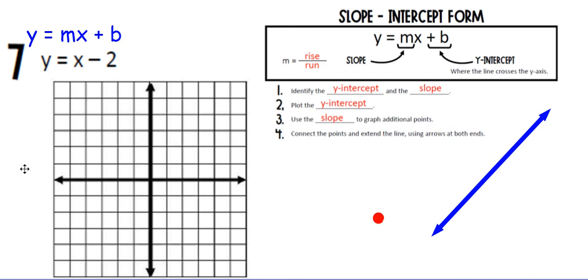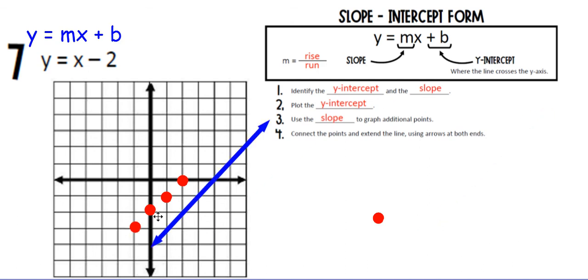Y equals x minus 2. So I'm going to start at my y-intercept of -2. And my slope is 1 right here. It says 1x, so it's 1 over 1. So that's easy. Just go up 1 and over 1. I could have gone down and to the left 1. It's little diagonals here. Okay? And then just draw the line.